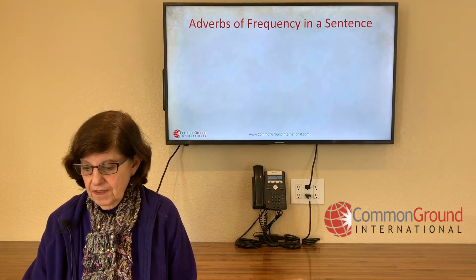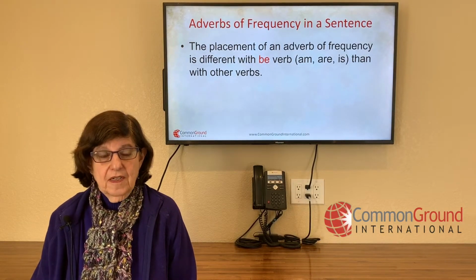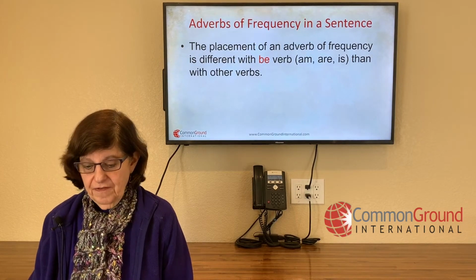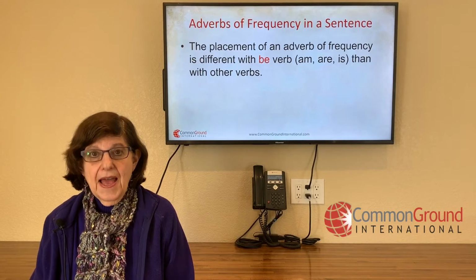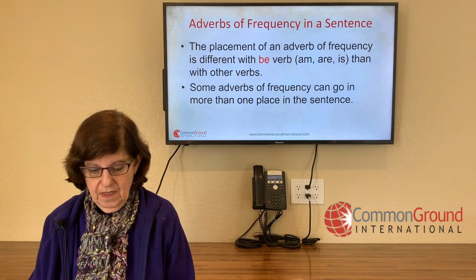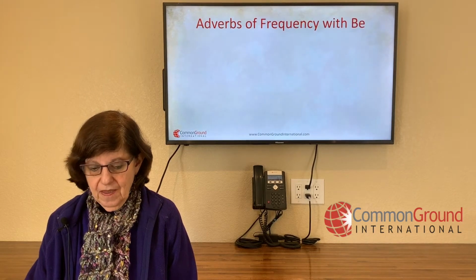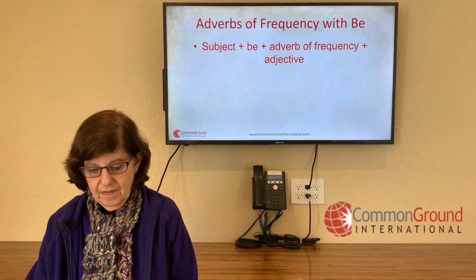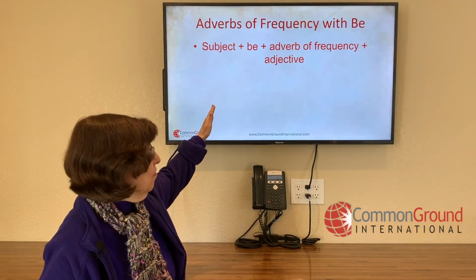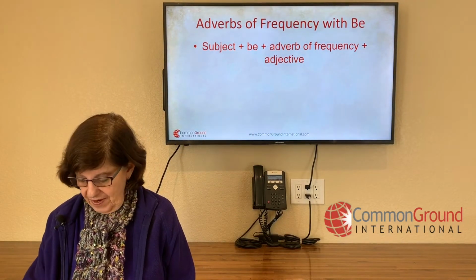Let's look at them in a sentence. We're going to talk about the be verb first. The rules are a little bit different with the be verb than with other verbs. The placement of an adverb of frequency is different with the be verb, am, are, or is, or was, than with other verbs. Some adverbs of frequency can go in more than one place in a sentence. Let's look at the be verb. We have this formula: subject, be, am, are, or is, or was, or were, adverb of frequency, and adjective. With the be verb, we have adjectives.